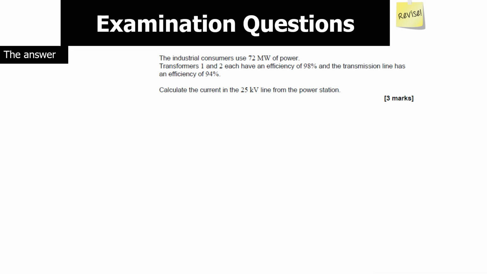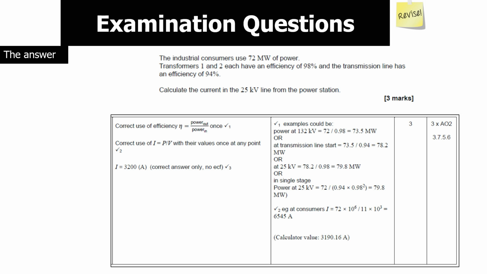Right, so how do you answer this particular question? Well, you've got to remember that efficiency is going to be the useful power out divided by the total power in. Now, we can also use that the current is P over V to work out particular values. So what you've got to do is work out at each point in your national grid system what the power is going to be after you've considered the efficiency of that, and then at the end you work out the current by doing I equals P over V, from the P that you've just got left and the V that you've got right at the end, because you know it's going to be 25 times 10 to the 3.